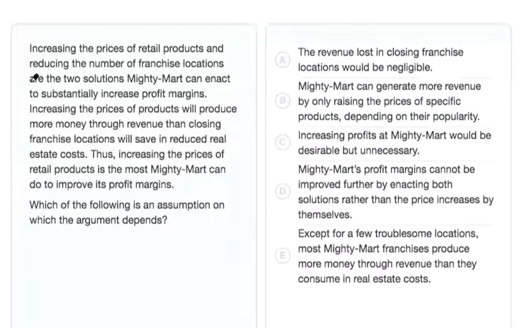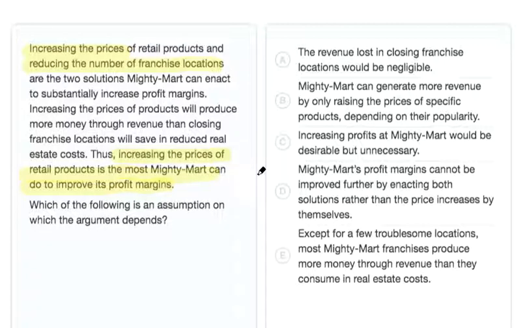The first statement introduces Mighty Mart's two options: to increase prices or to close a number of their locations. The second statement gives one reason why increasing prices would increase Mighty Mart's profit margins more so than closing a store would. Then, the last statement is the conclusion that increasing the prices of retail products is the most that they can do to improve their profit margins.